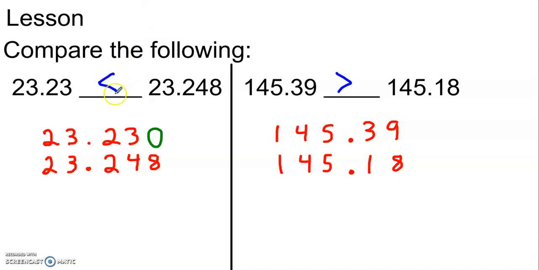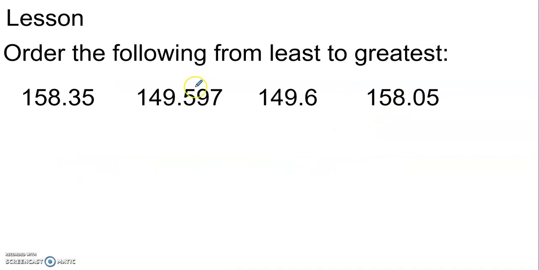All right, now that we have the comparing down, let's talk about ordering numbers. Because sometimes we need to order a set of numbers. Sometimes it'll be 2 numbers, sometimes it'll be 5 numbers. It could be any amount as long as it's more than 1. So here we have 4 different numbers. We notice that the space is here in between.